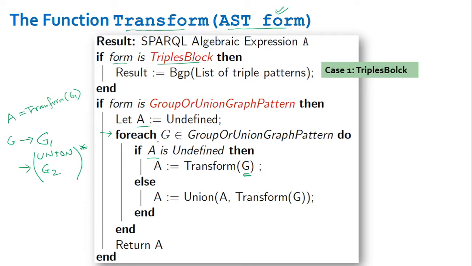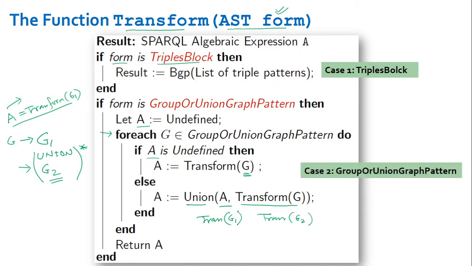This is also a kind of group or union graph pattern. Now here we have got G2, and in this case, A is not undefined. A has already been assigned something. Then what we do, we take a union between A, which we have already computed, which is transform of G1, and then we transform G2. So we are defining it to be the union of transform of G1 and transform of G2. So this is the second case of our algorithm, right?